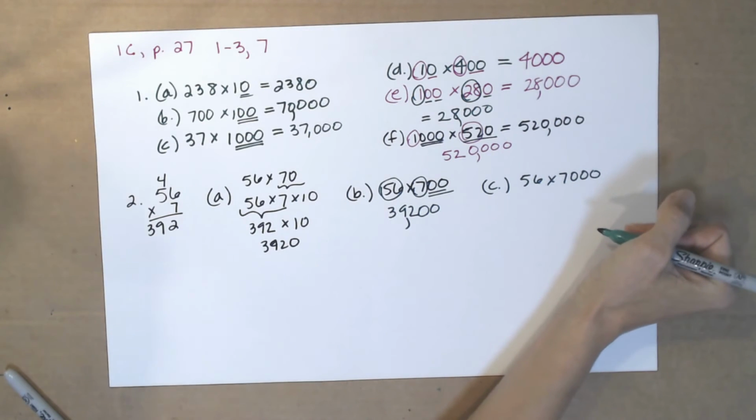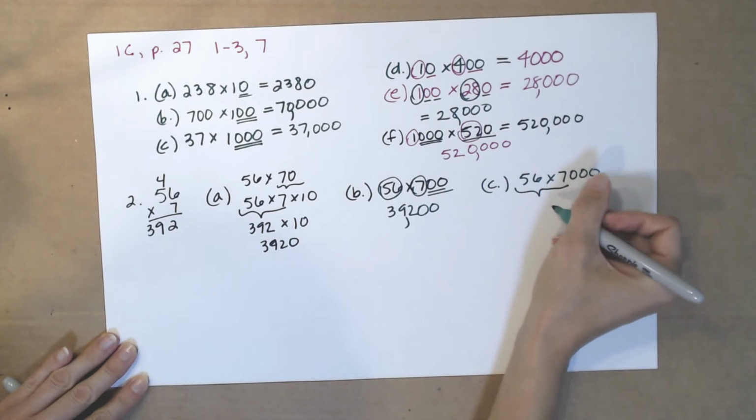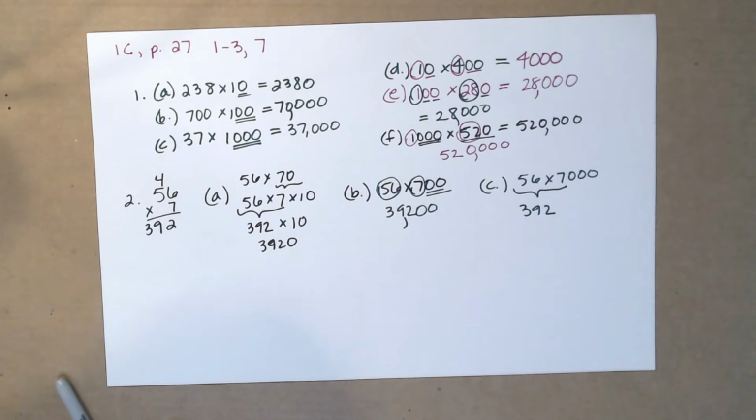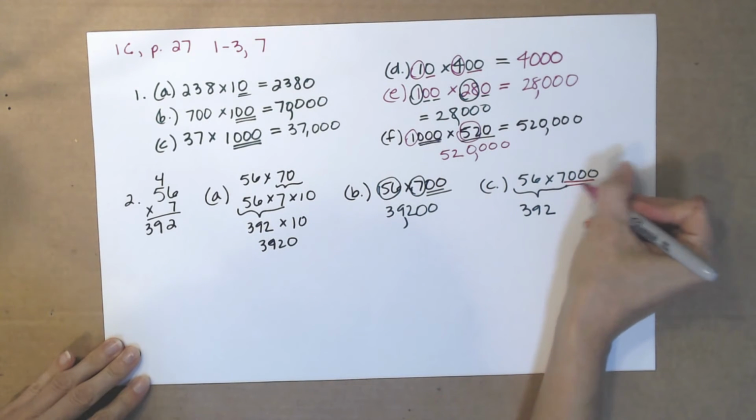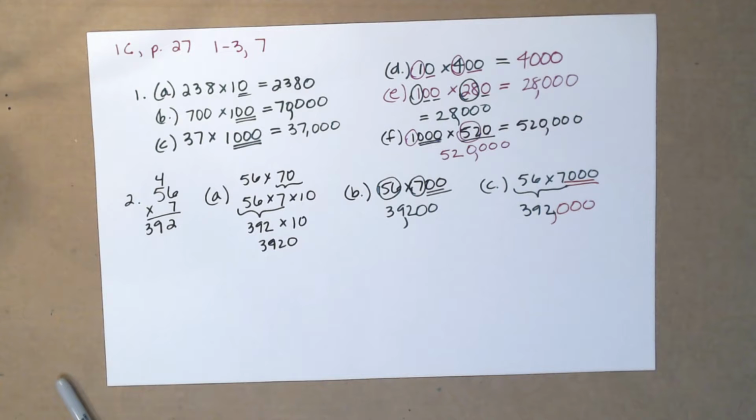And now you're probably realizing that we just need to add one more 0, because we start with the 56 times 7, which is 392, and then we add those 3 zeros this time, and we get 392,000. Okay, and number 3, one more.